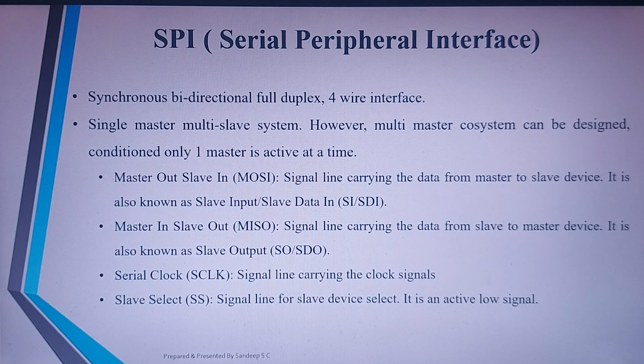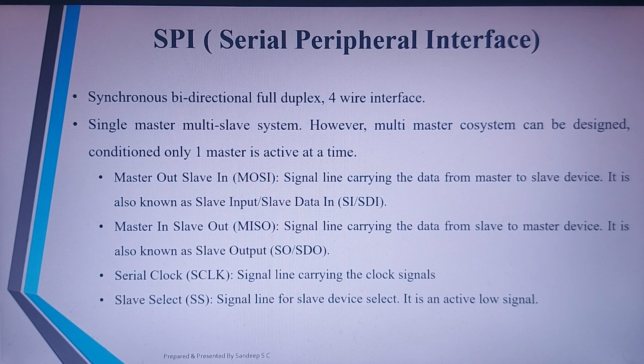This will have 4 different signals. First, master out, slave in, a single line carrying data from master to slave, also known as slave input or slave data in. Then we have master in, slave out, a signal line carrying data from slave to master device. It is also known as slave output or slave data out. The first one is the slave input, the second one is the slave output. Similarly, master out means the master will be sending the data and the slave will be receiving. Master in means the master will be receiving the data and the slave will be sending.